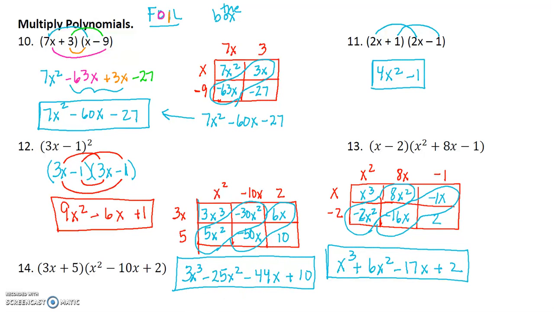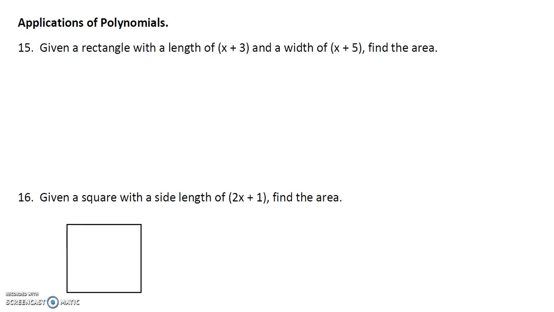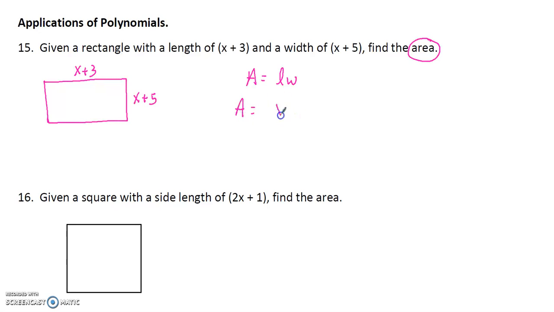All right, number 15 says, given a rectangle with a length of x plus 3 and a width of x plus 5, find the area. Okay, so I'm going to draw us a little rectangle. So it says my length is x plus 3, my width is x plus 5, and they're wanting to find the area. So the area of a rectangle, guys, remember, is length times width, right? So I'm going to say my length is x plus 3, my width is x plus 5, and then all I have to do is do FOIL, or the box.